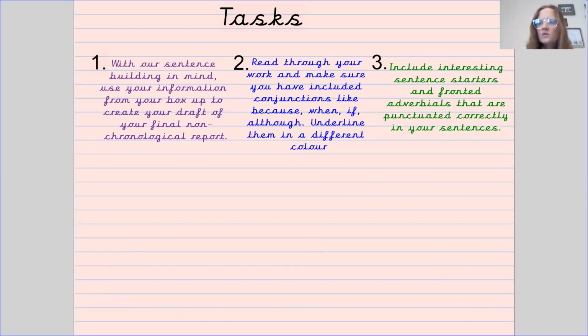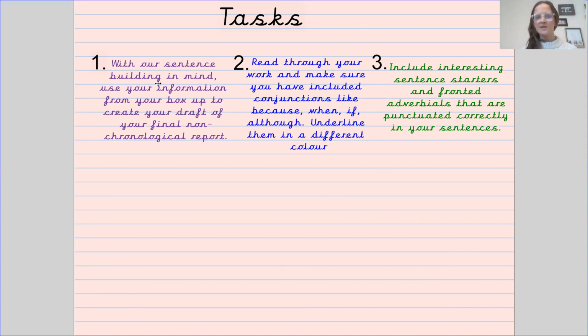So your tasks for today are as follows. With our sentence building in mind, use the information that you have collected in your box up to create a draft, a rough version of your final non-chronological report. Although I usually say that I would like these done neatly, this is obviously your planning stage of your final version. Okay, so if you've got something crossed out or you've changed a word, that's okay.